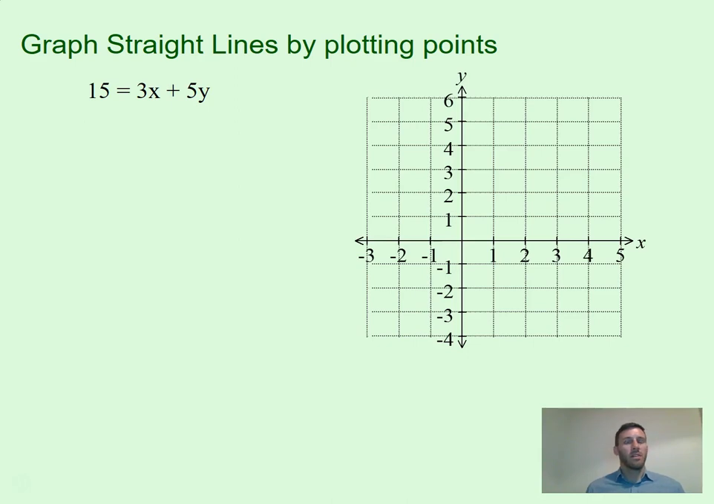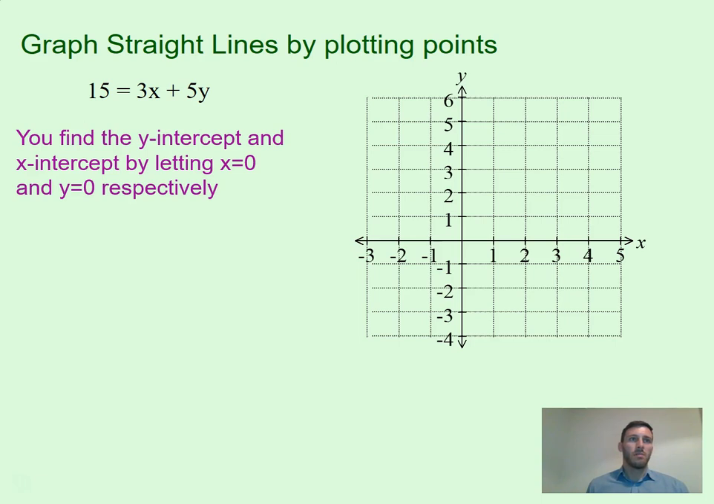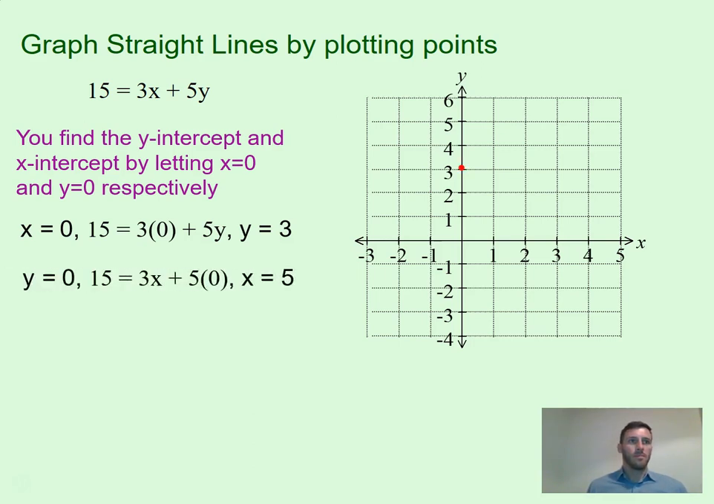Again, you identify that the equation is in the general form. So you find the y-intercept and the x-intercept by letting x equal 0 and y equal 0 respectively. So when x equals 0, the equation is 15 equals 3 times 0 plus 5y. When you solve for this, y equals 3, so you plot your first point. When you let y equal 0, you get 15 equals 3x plus 5 times 0. When you solve this, you get x equals 5, and you plot the point. Then you connect the points and draw your line.